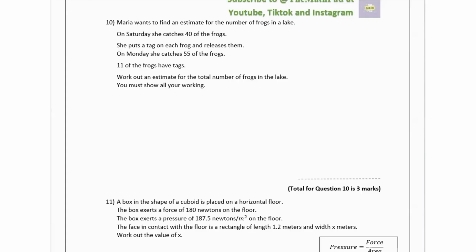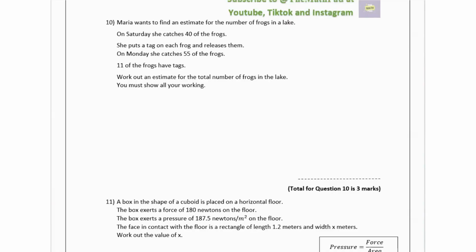So this question came in the 2024 paper, the October-November one, and this was different from what we've seen in the past. I think only one question I've seen is similar to this one. So let's see if something similar to this would appear in this paper 3 or not. So we need to find the number of frogs in the lake.